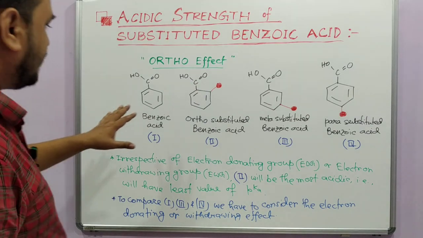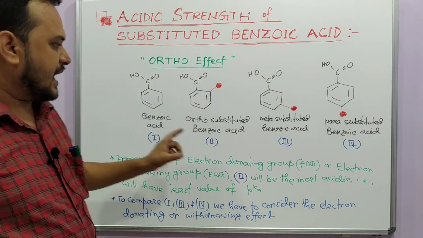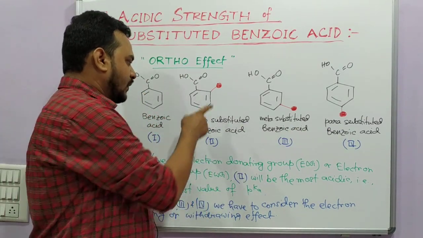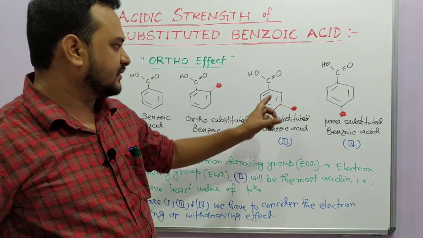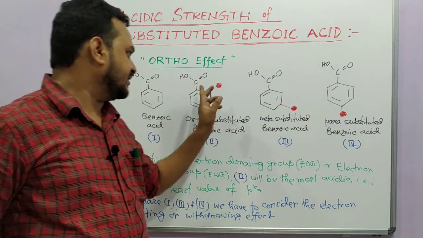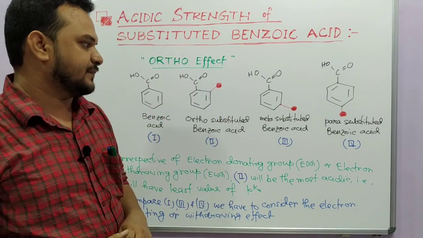Now see here, I have taken 4 compounds. One is simple benzoic acid, and 2, 3, 4 are three isomeric substituted benzoic acids. One is ortho substituted benzoic acid, then meta substituted benzoic acid, and para substituted benzoic acid. All the substituents are identical, okay, just their positions are different.